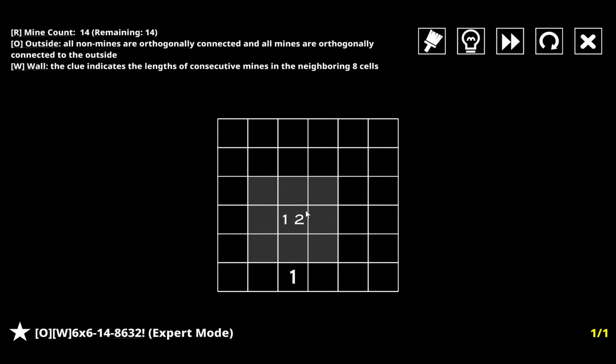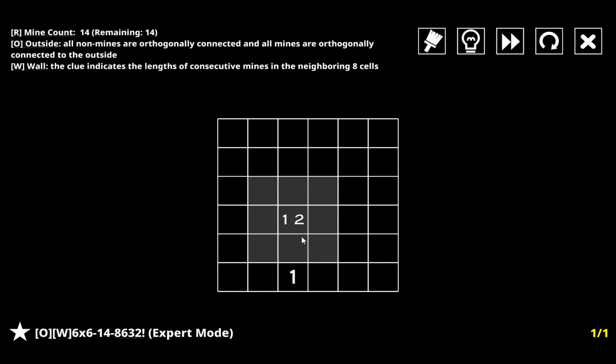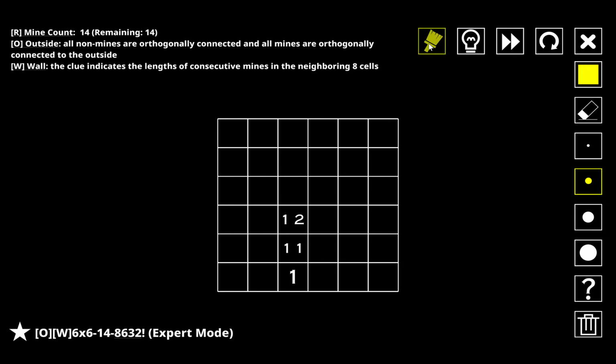Okay, so first of all, for outside, it needs to be connected to the outside here, kind of obvious deduction. We know that if there's a mine here, it must go outwards, but that breaks this 1 clue. So we can then say that this is not a mine. This tells us that there is 1 mine in this region.